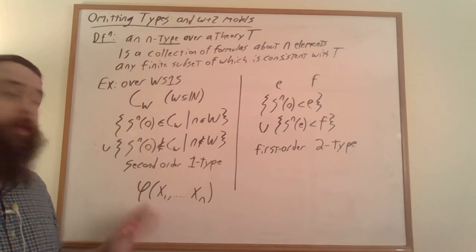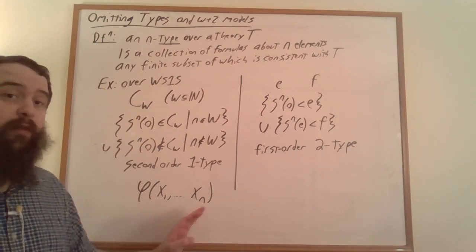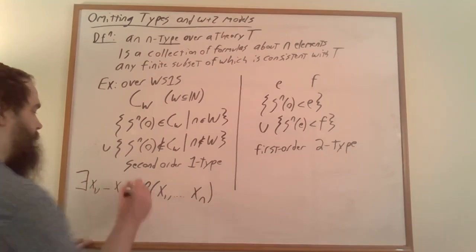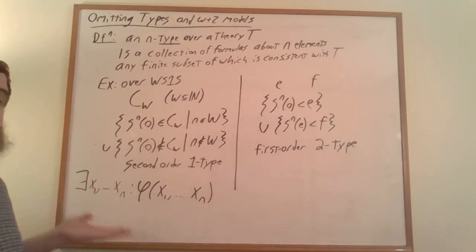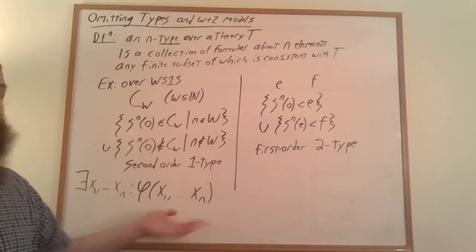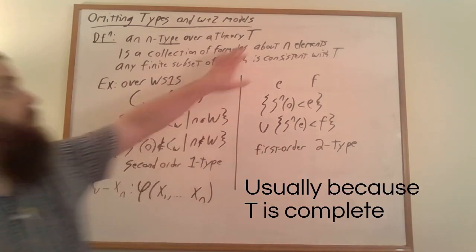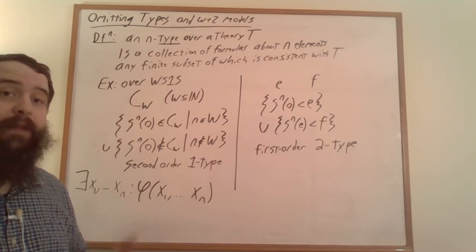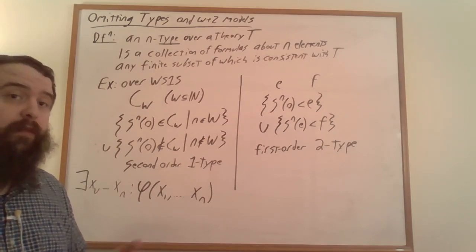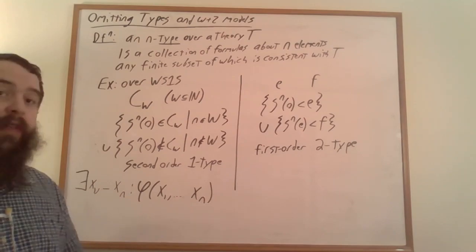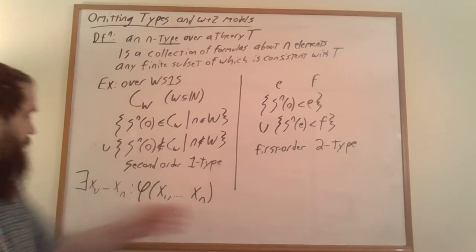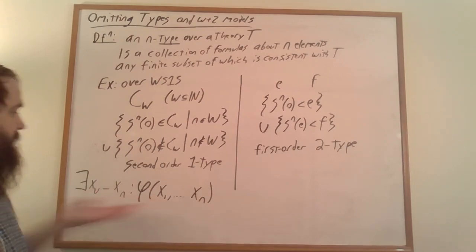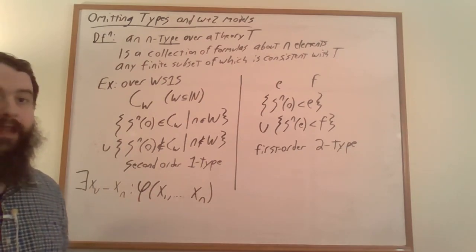If we have a type that winds up being equivalent to a single formula, then whether or not there exists an x1 through xn satisfying this type tends to already be decided by the original theory. For instance, if we let our theory T be the set of true formulas of our standard model of weak S1S, then for a particular phi, either this formula is going to be true of that standard model, or its negation is going to be true for that standard model.